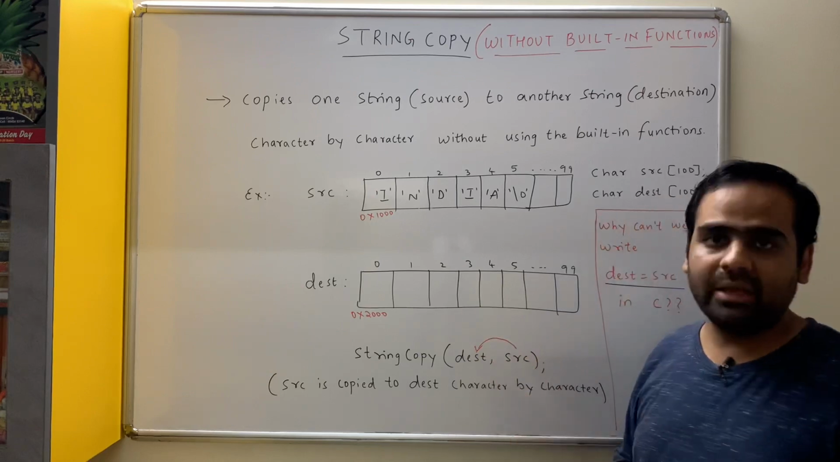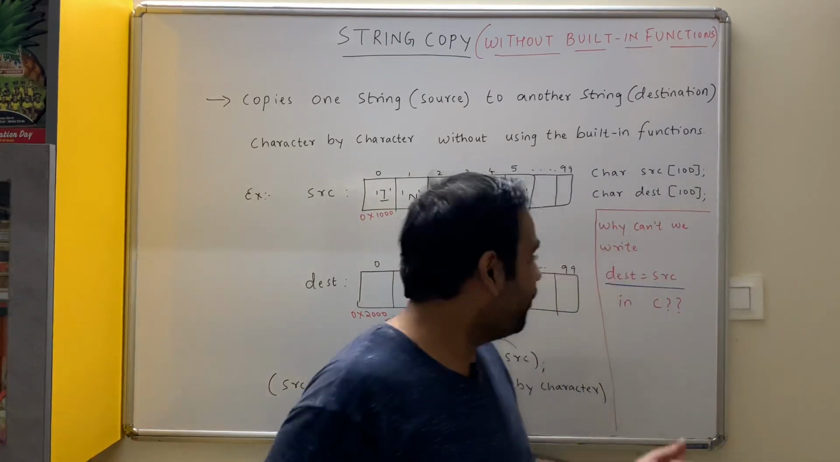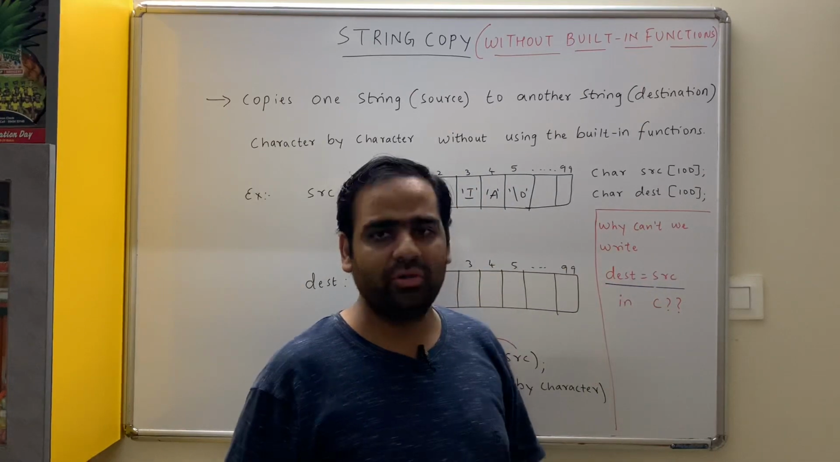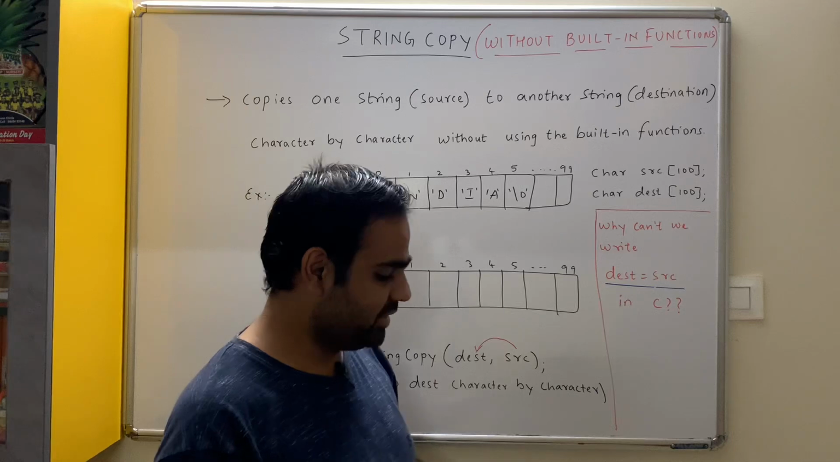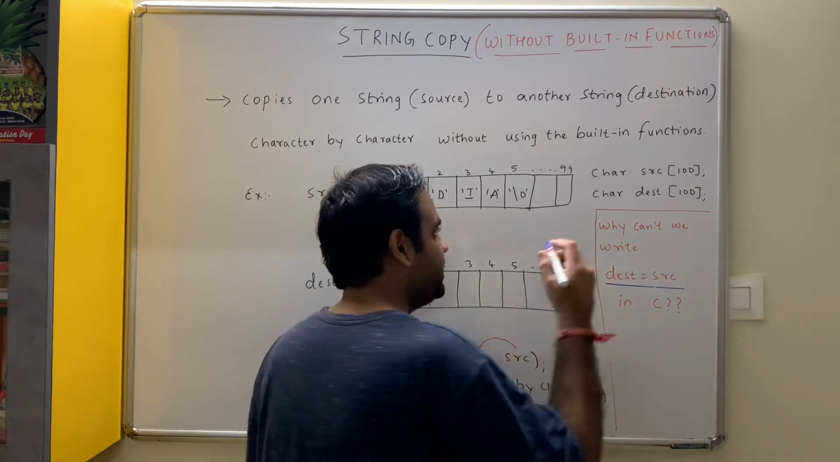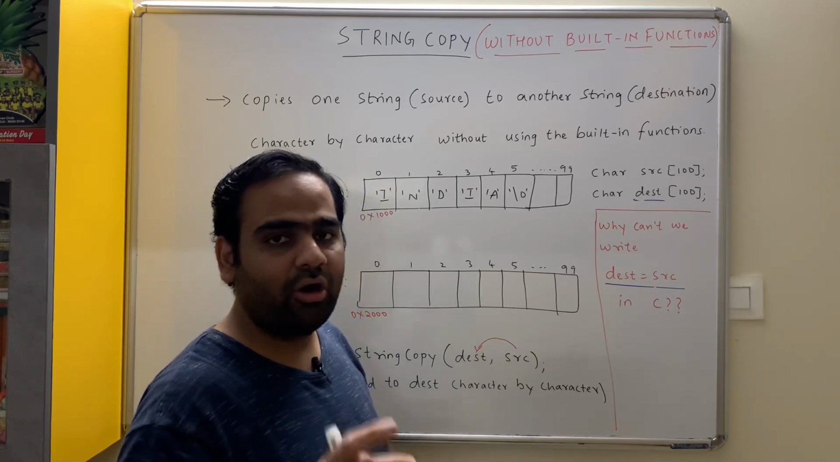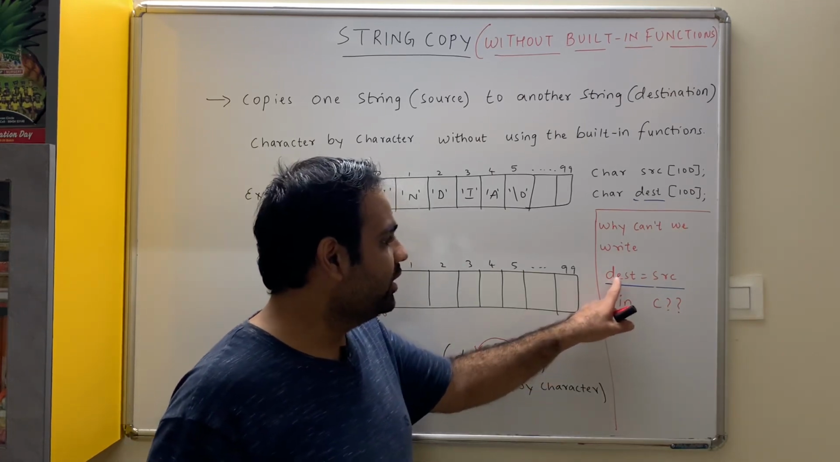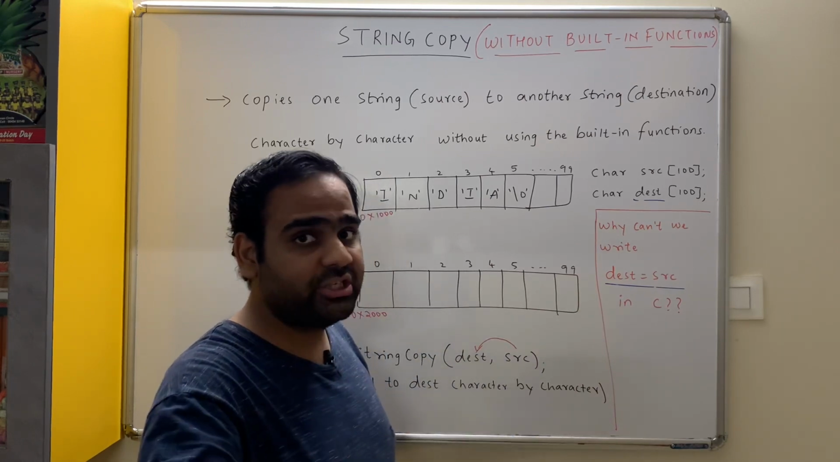destination character by character. Now why do we copy character by character in C? Why can we not say destination equal to source? Can you think of this answer? Now what is destination? Destination is a one dimensional array. Now what does a one dimensional array name give? It gives the starting address or the base address, and it is a constant pointer.